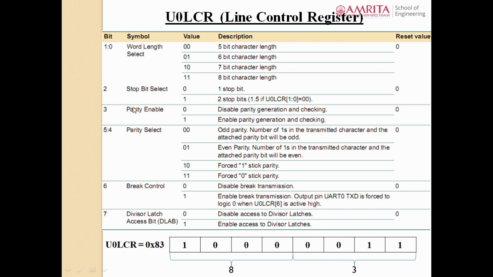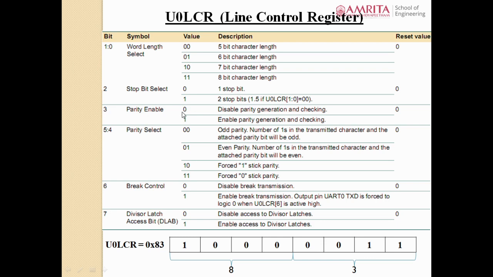Then the next bit is parity enable. For time being, you are going to disable the parity. I am not using a parity. So this parity enable bit will be 0. So which is that bit? Third bit. Third bit you make it as 0. So you are disabling the parity. For disabling the parity, you are making third bit as 0.